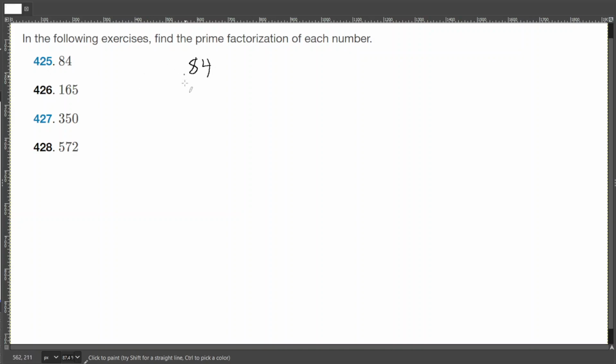Now 84, we have a lot of choices here. If we think back to our divisibility tests, 84 is divisible by 2, right? 8 plus 4 is what? 12, so we know it's divisible by 3. Since it's divisible by 2 and 3, we know it's divisible by 6, right? But 5 and 10, that's not going to work, right?